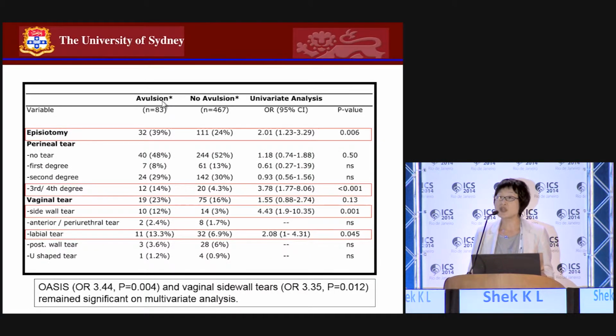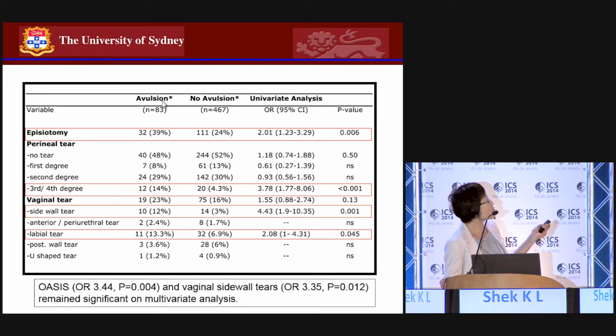This table shows you the association between the diagnosis of levator avulsion on tomographic ultrasound imaging with a mediolateral episiotomy, various degrees of perineal tear, and different types of vaginal tear. There was a significant association between a diagnosis of avulsion with episiotomy, third or fourth degree perineal tear, side wall vaginal tear, and labial tear on univariate analysis. And this column shows you the odds ratio. On multivariate analysis, after controlling for maternal age, baby weight, second stage length, as well as BMI, the association between vaginal side wall tears and third or fourth degree perineal tears remained significant. The odds ratio was around 3.4.